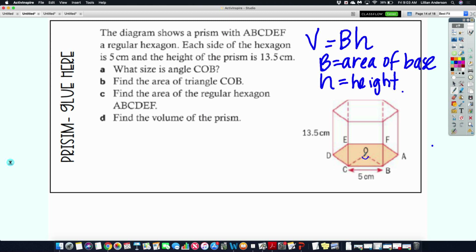I had a question. So the volume of that is the big B times height? Yeah, so we're going to find the area of the hexagon, which we're actually going to end up doing in part C, and then we'll multiply it by the height, which will be part D. So it works for all prisms? It works for all prisms. Yeah, including the cuboid.